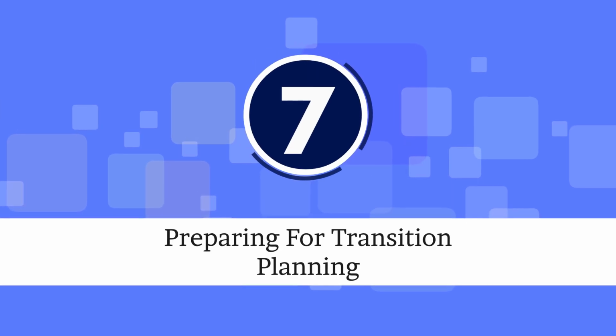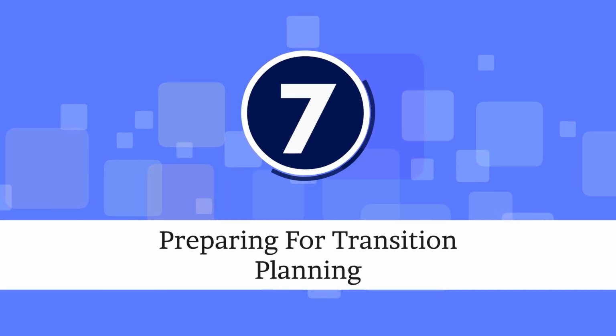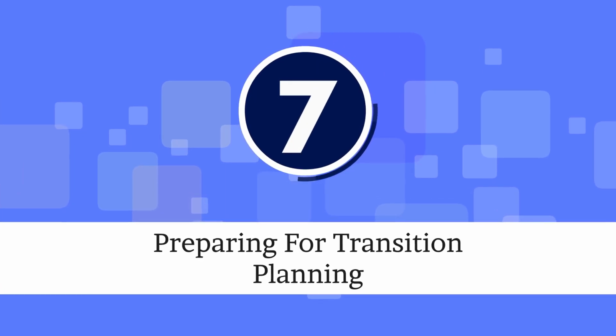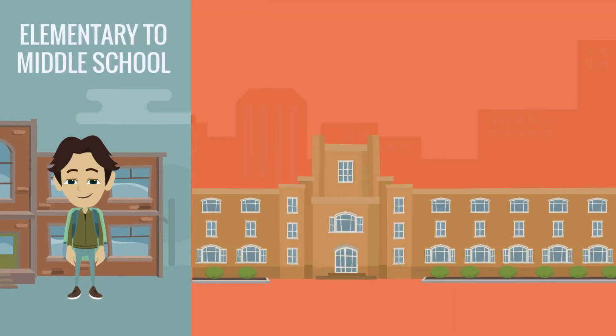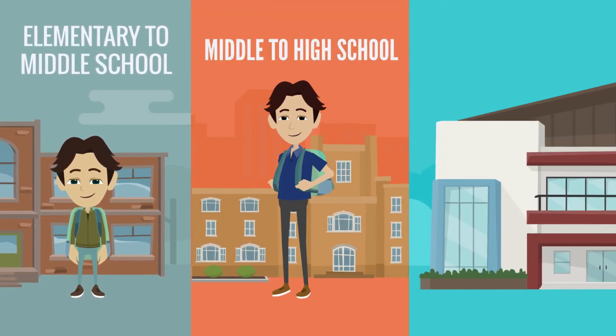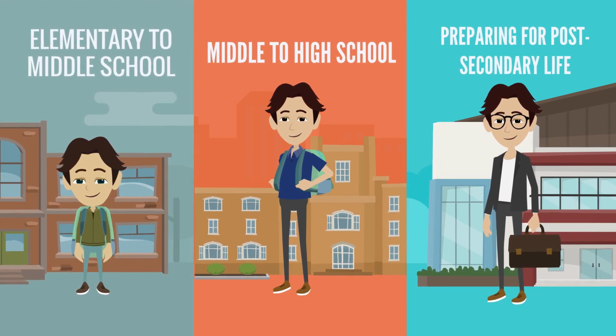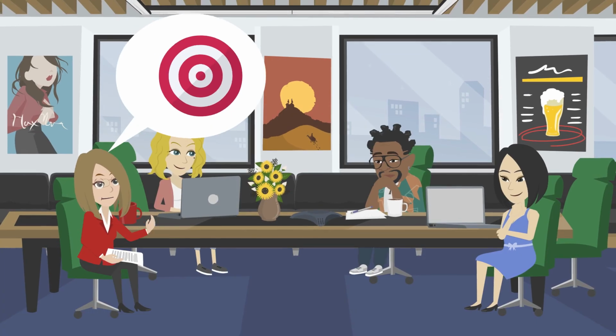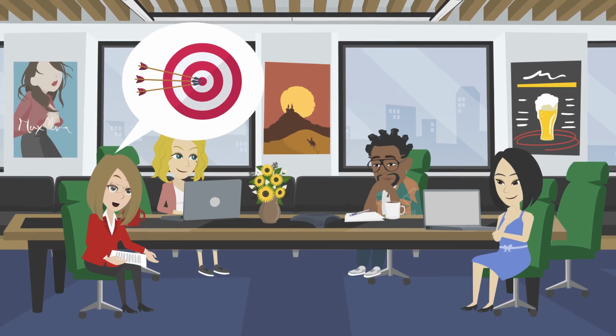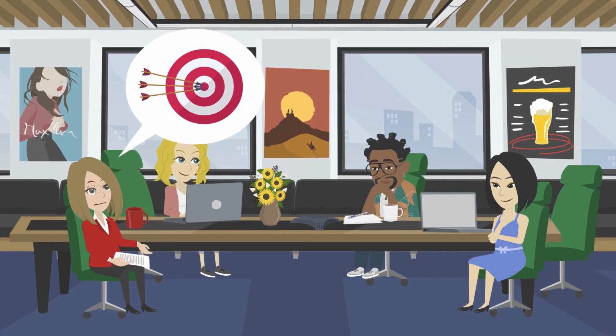Now let's talk about something that often gets overlooked: preparing for transition planning. Whether your child is moving from elementary to middle school, middle to high school, or preparing for post-secondary life, transition planning is crucial. The IEP team should start discussing transition goals well before these major changes.